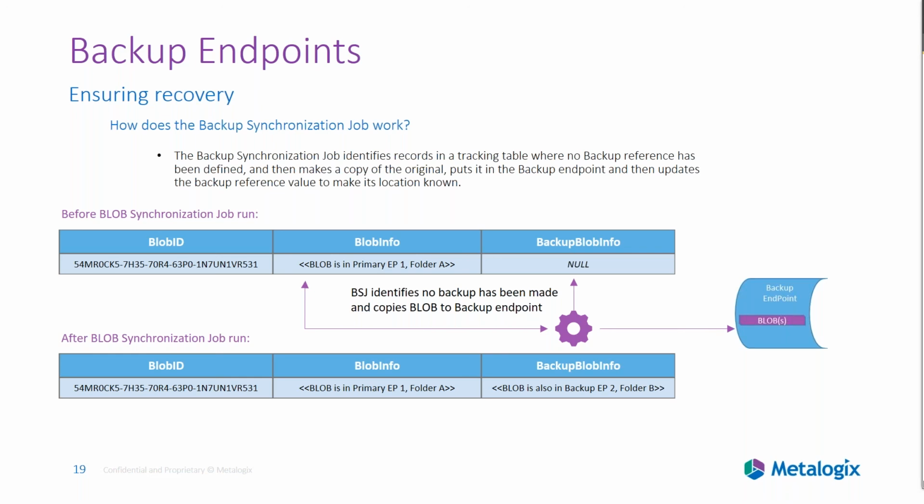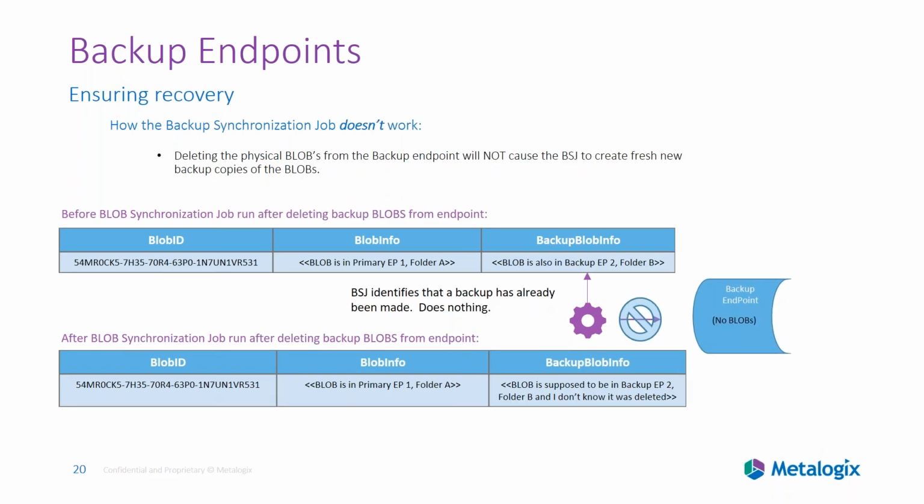I outlined the process. It kind of exemplifies what you cannot do, and I'll mention this. I've seen it more than a couple times. You manually delete the physical blobs from the backup points, on the assumption that the BSJ will create new copies. Right? Because the job looks for null backup reference values, and because those columns have already been populated, the job has no way of knowing that the backup blobs have been deleted. So make sure you manage the content exclusively through StoragePoint and not through your tenant or through manually accessing them through Windows tools.